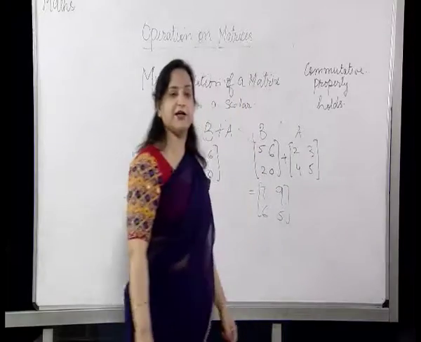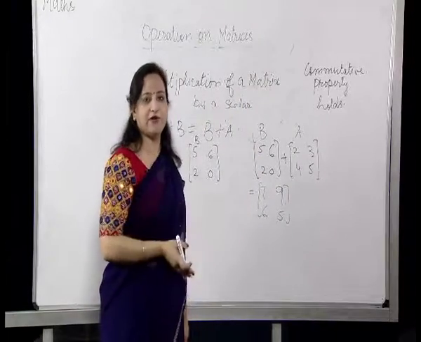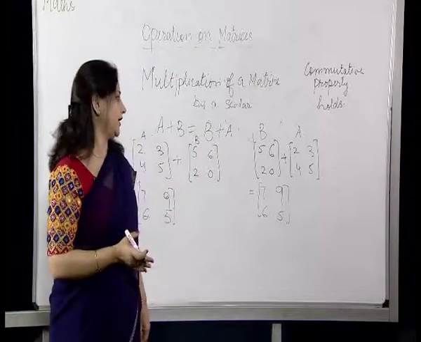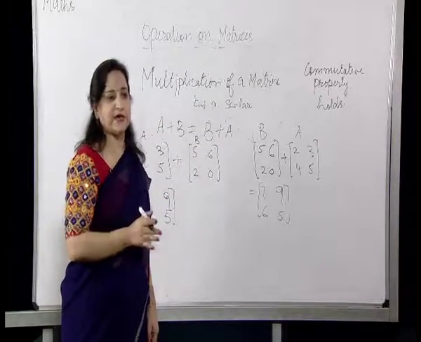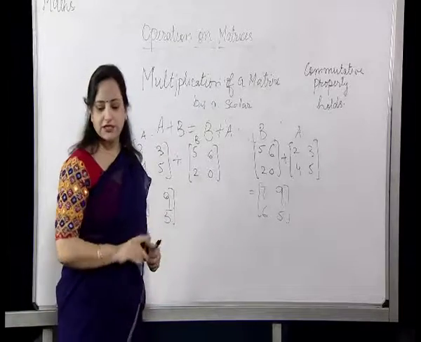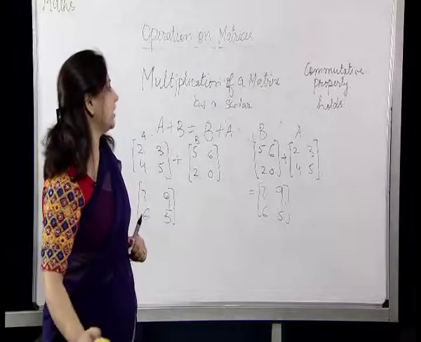So, matrix addition is commutative. If you have A plus B, then B plus A will be the same as A plus B. This is the commutative property of addition.